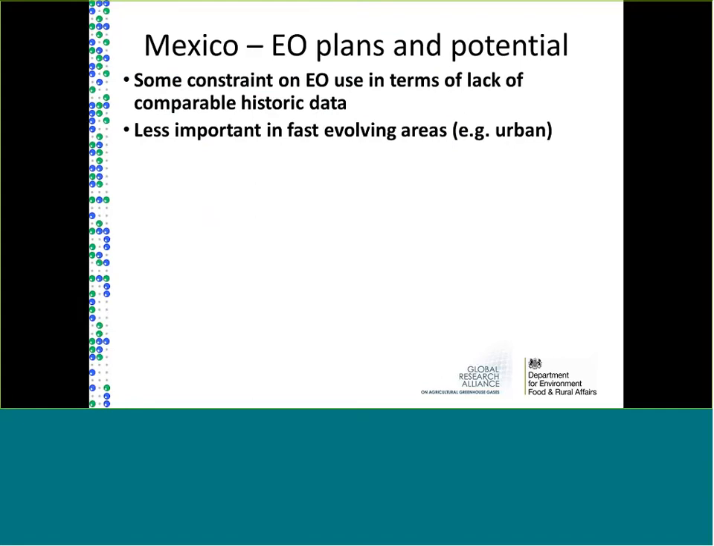Some constraints on Earth observation were found by Mexico in terms of, as we mentioned, the lack of comparable historic data. For some areas, this is less important, because for areas which are fast evolving, particularly urban areas, where there's a lot of change going on, then modern data which follows the modern protocols and the high resolution Earth observation data are available for those areas. So it's less of an issue for these faster evolving areas.